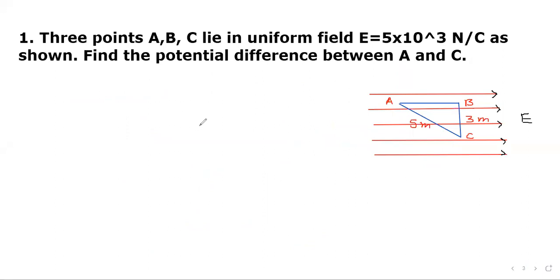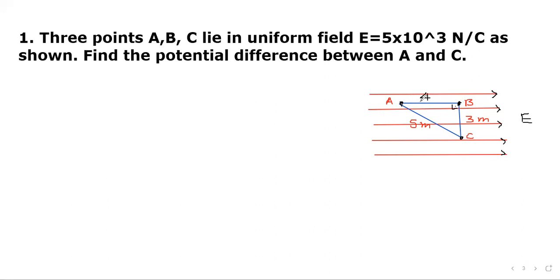Now, let's consider the next question. The question says 3 points A, B, C lie in a uniform field E equal to 5 into 10 power 3 Newton per Coulomb as shown. Find the potential difference between A and C. Clearly, potential at B and potential at C will be equal. So this angle is 90 degrees. So we can apply Pythagoras theorem to get AB as 4.